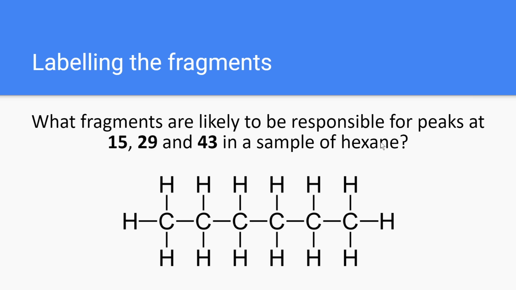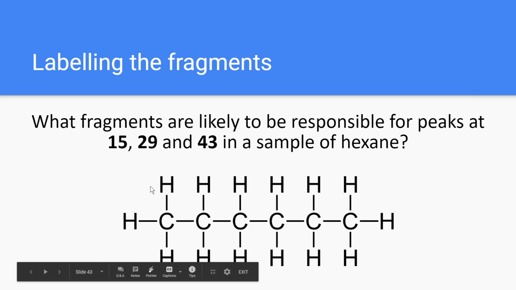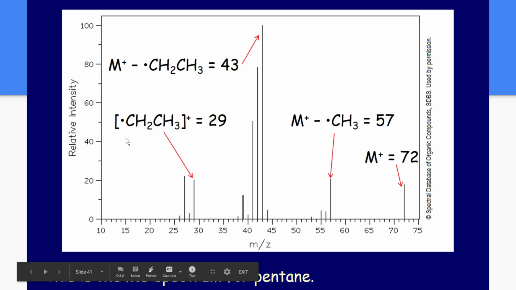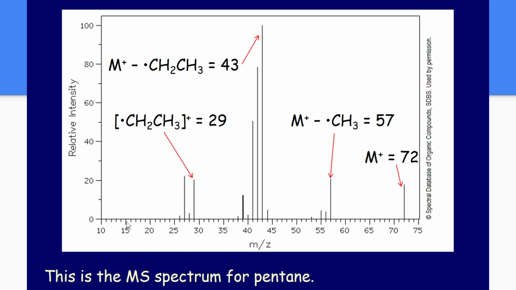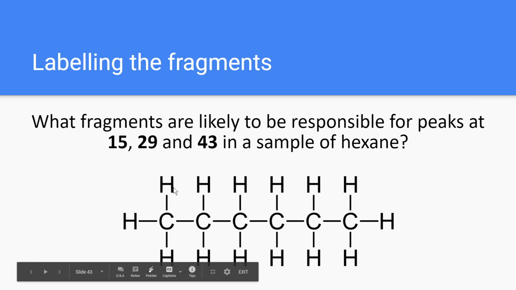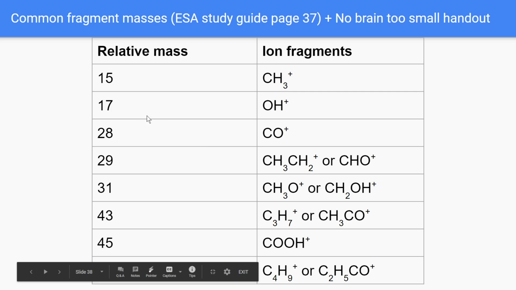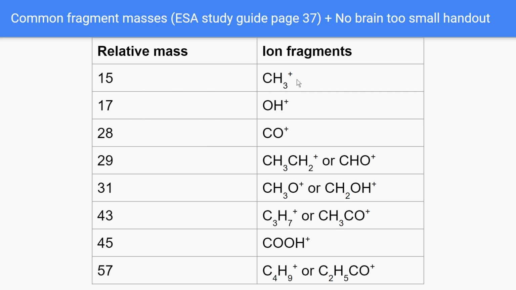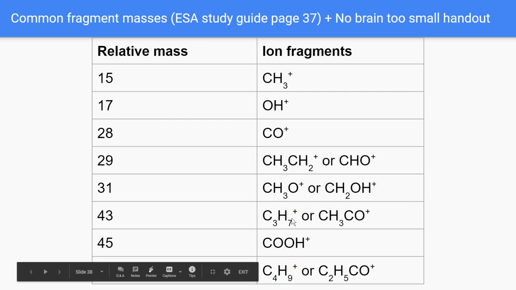Well, 15 in this molecule, if you think about what it could be, it can't be 2 carbons, because that would be too much weight. It has to be 1 carbon, which is 12, and 3 hydrogens. So 15 is a very common peak. I'm surprised to not see it here. And 15 will be a CH3+. It's a very common fragment, hence it's listed here. 15 is CH3+. And again, 29 will be this one, and 43 would be this one.